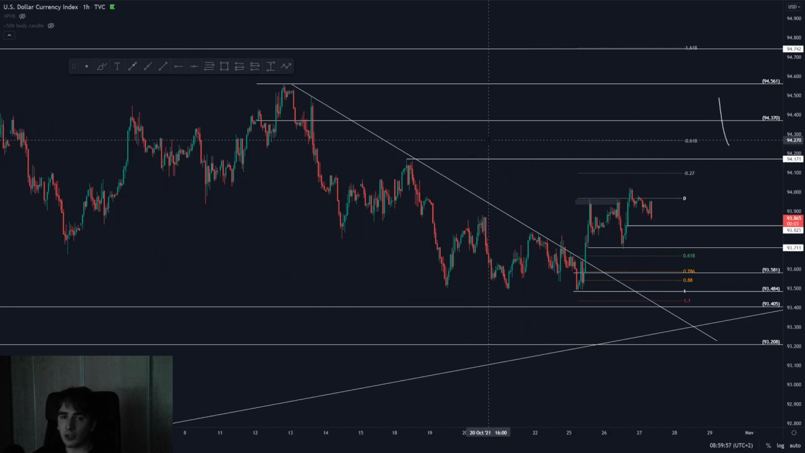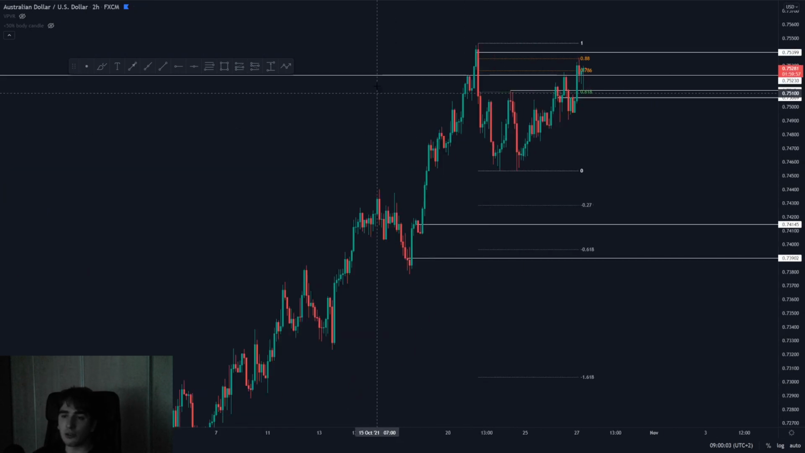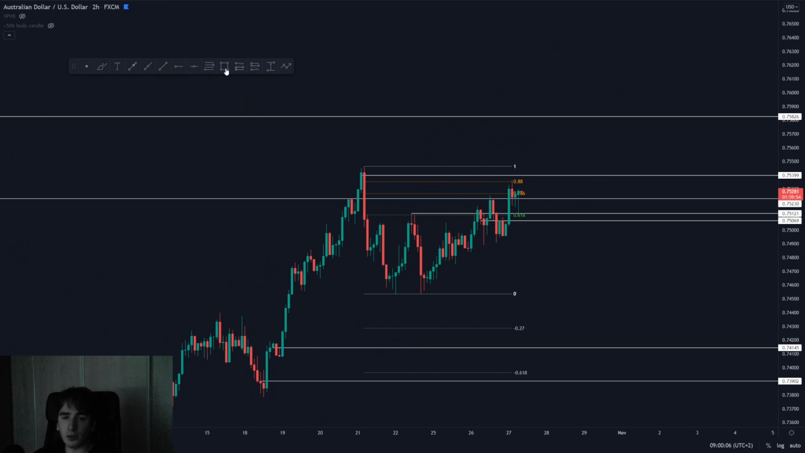So yeah, let's head over to Aussie dollar. Aussie dollar currently retracing up higher, currently moving towards this 2 hour order block, which we have located over here. As we can see, we saw some initial very strong rejection. However, retracing up higher. Let's see what London session will give us.